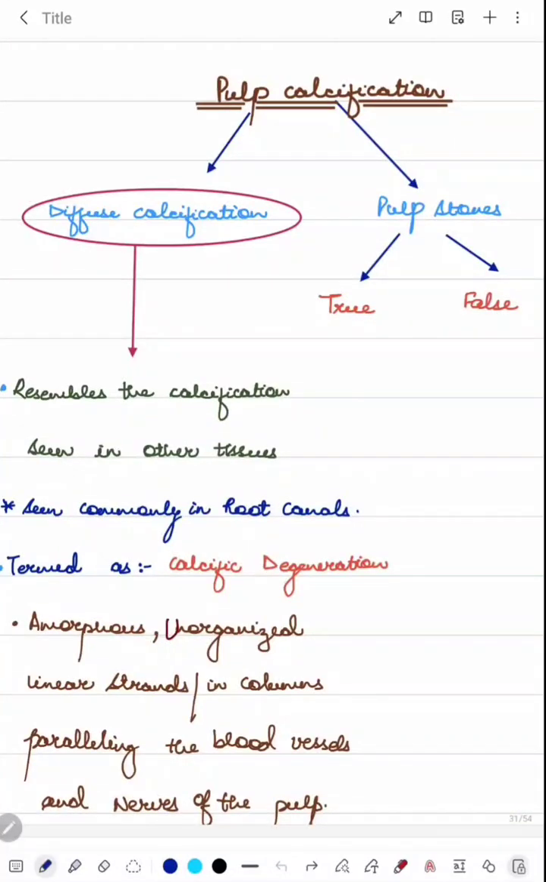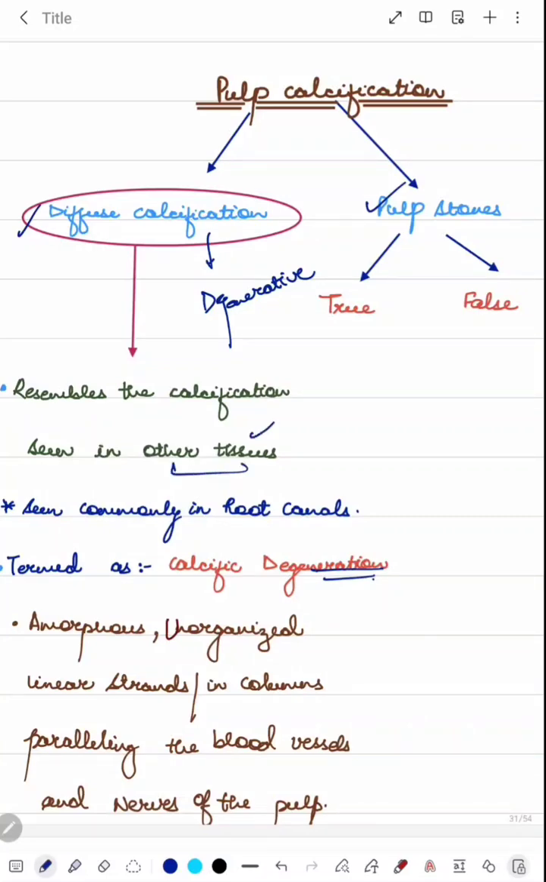Hey, today we will be discussing pulp calcification. It is of two types, that is diffuse calcification, or it can be in the form of stones, that is pulp stones. Now the diffuse calcification is basically a degenerative process. That's why we call it calcific degeneration.